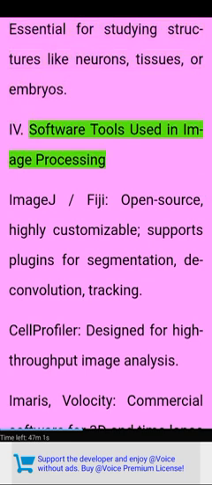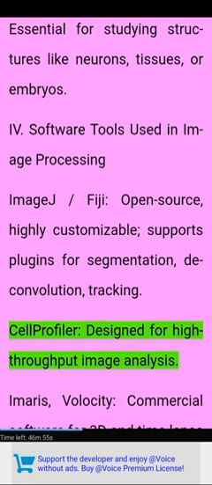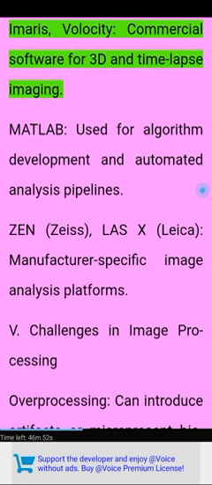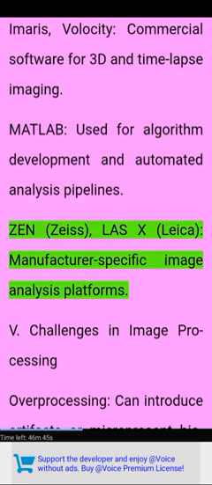IV. Software tools used in image processing. ImageJ/Fiji: open source, highly customizable, supports plugins for segmentation, deconvolution, tracking. CellProfiler: designed for high-throughput image analysis. Imaris, Velocity: commercial software for 3D and time-lapse imaging. MATLAB: used for algorithm development and automated analysis pipelines. SlideBook, LAS X (Leica): manufacturer-specific image analysis platforms.